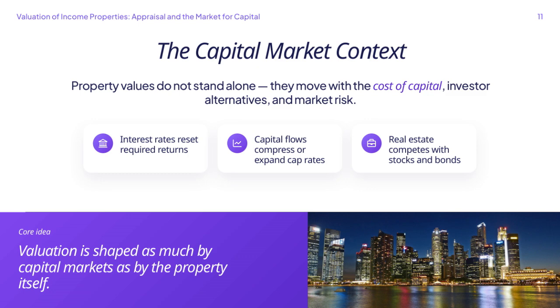Real estate doesn't exist in a vacuum. It competes for investment dollars against stocks, bonds, and other asset classes, making its valuation heavily influenced by these alternative opportunities. Ultimately, this means that the valuation of income-producing properties is shaped as much by capital market conditions as by the physical and operational characteristics of the property itself. Understanding this relationship is essential for accurate appraisal and for navigating the market for real estate capital effectively.